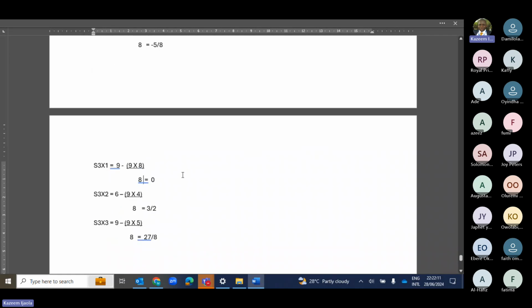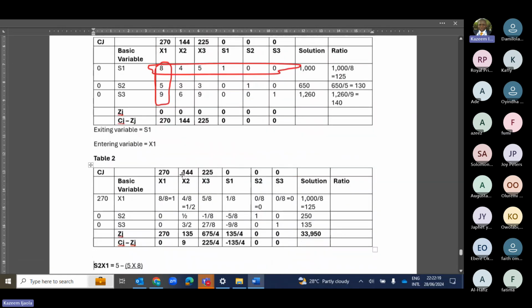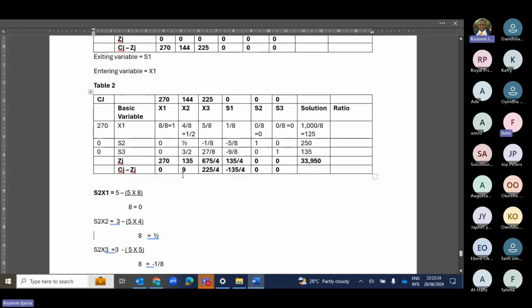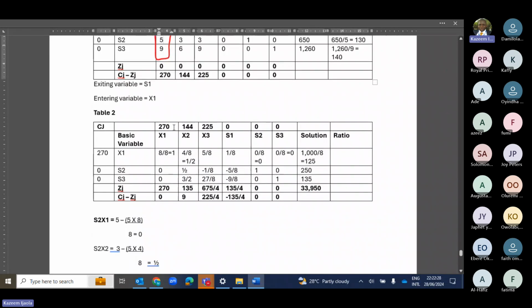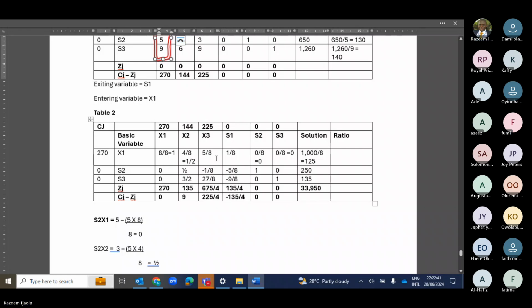Now, in moving on to table 3, I will just show us this thing, then maybe we'll end it here. Let me just show us the highest and the lowest. So if you check now, what's the highest for this particular cell? The highest is actually this 225 divided by 4. So you copy this, paste it here.